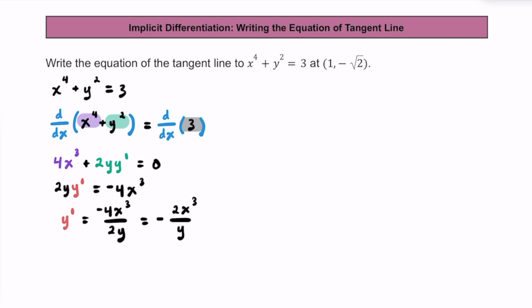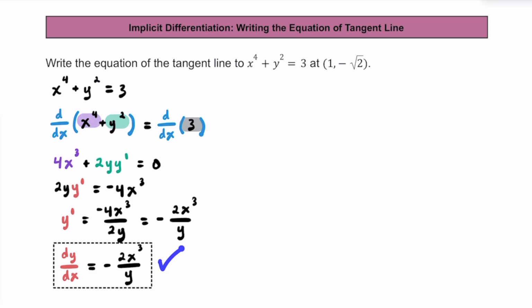And if you want to rewrite this using dy/dx, just because you're more familiar with that, or it's a little bit more clear, this is going to be the instantaneous rate of change of this equation. So dy/dx is going to be negative 2x to the third power over y. All right, so this tells us the instantaneous rate of change on this equation at any given point.